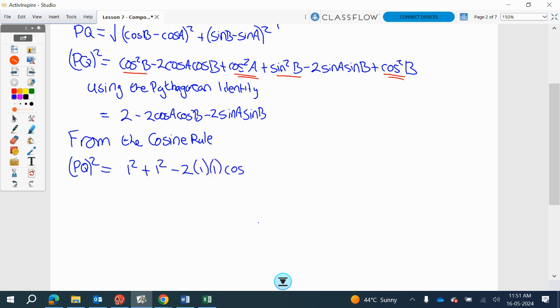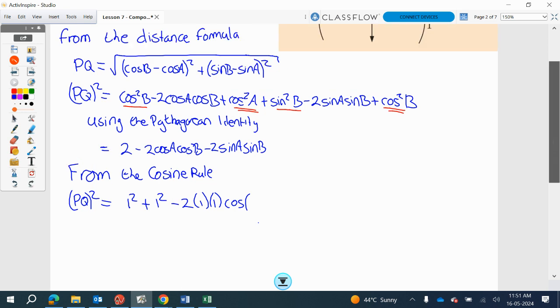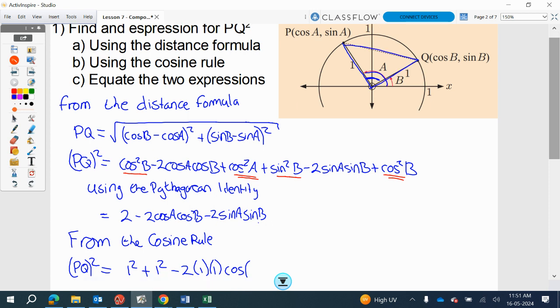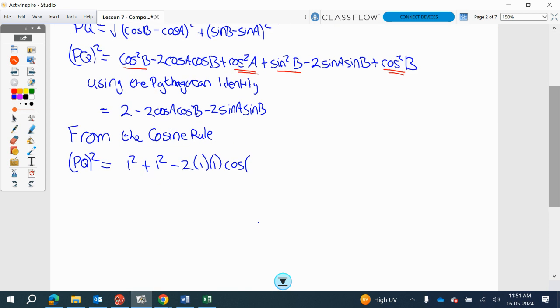And I need the angle. So the angle on this one, notice that the angle A is here, and the angle I want is shorter than A. It's shorter than A by B. So A minus B is the angle I'm after inside my triangle. This is the right angle triangle I'm using. So this gives me A minus B. Simplifying that, I've got 2 minus 2 cos A minus B.